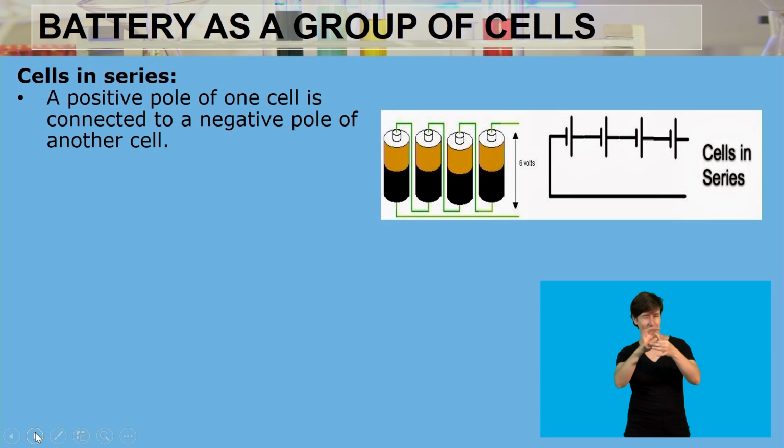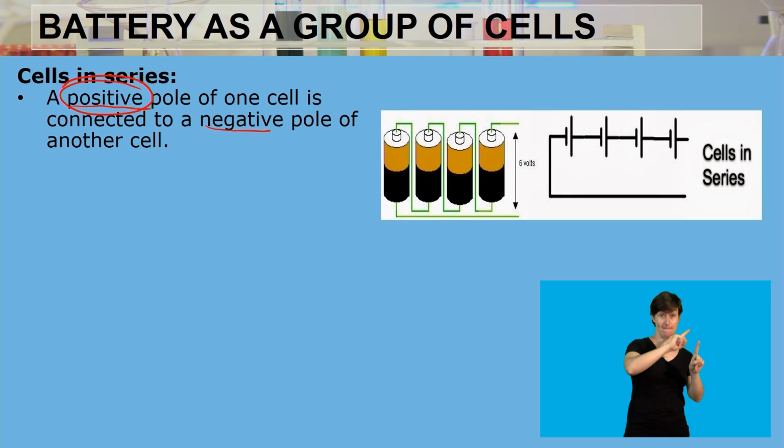Now we need to look at what happens when our cells are connected in series. In a series connection, a positive pole is going to be connected to a negative pole of another cell. So one positive pole of one cell is going to be connected to a negative pole of a different cell. Remember, that connection is going to form a battery. We can have as many cells as we want in that battery. However, the most important thing to remember is that a positive pole must be connected to a negative pole of a different cell.